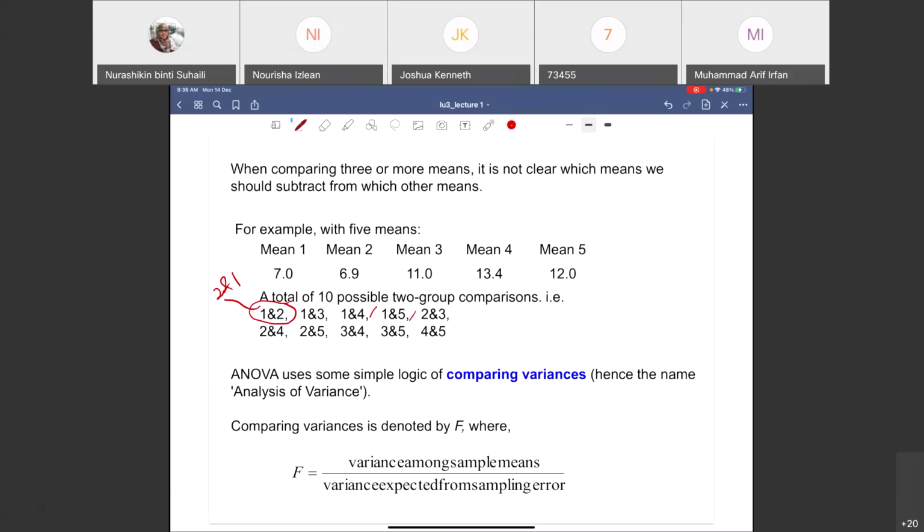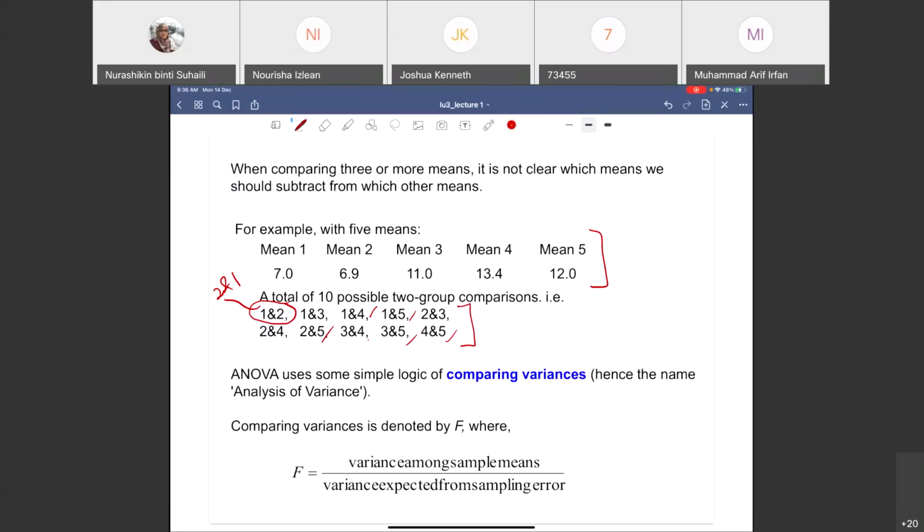Okay, you don't have to repeat the same thing because it's just a matter of the position, but it's the same thing. 2 and 3, 2 and 4, 2 and 5, okay, and then you move to 3, 3 and 4, 3 and 5, and the last one is 4 and 5. So those are the possible pairs that can be created from these 5 samples. Okay, the more samples, the more pairs you have to compare. Okay, the more complex it will be.